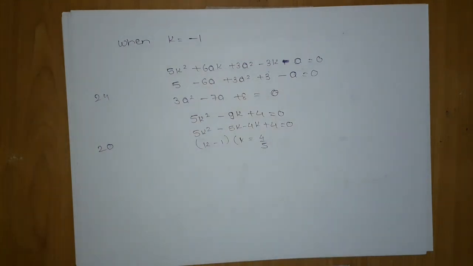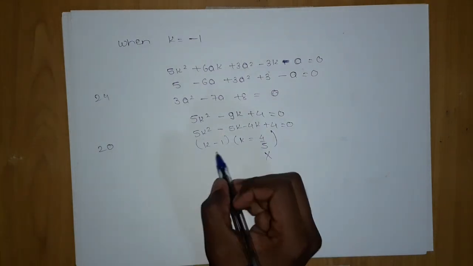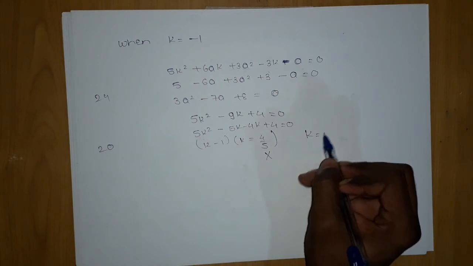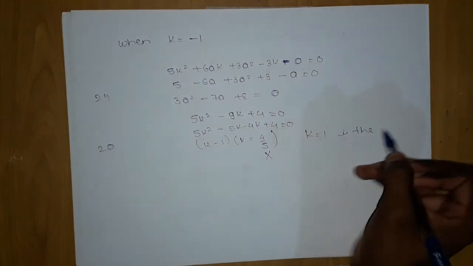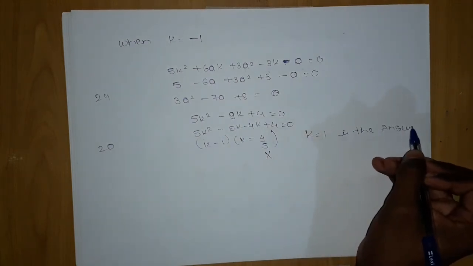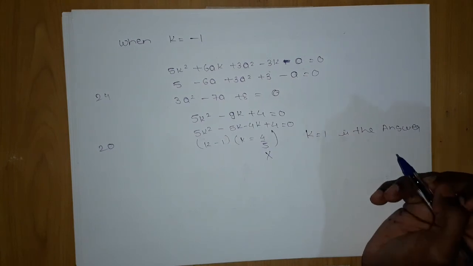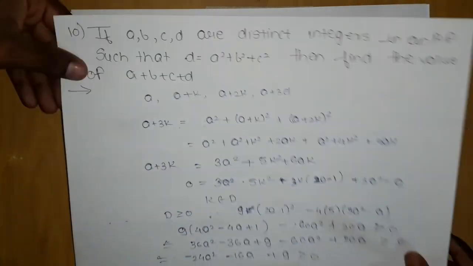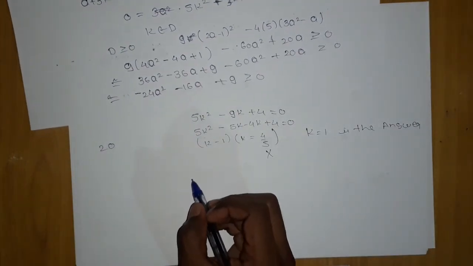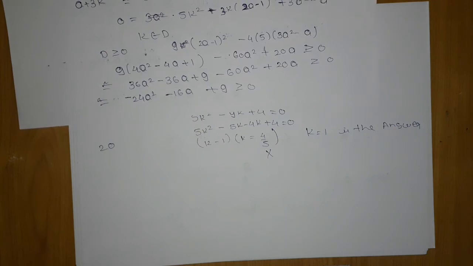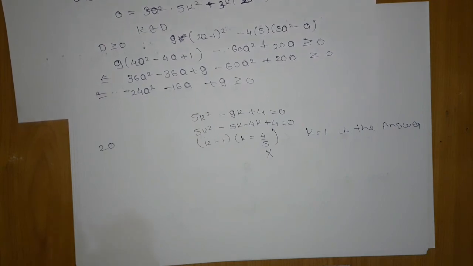So I am getting two values. And I know k is equals to 4 by 5 is not possible because it is a fractional value and which is not valid. So k is equals to 1 is the answer. So how will I come to know the value of a plus b plus c plus d? Now k is equals to 1 is the value.